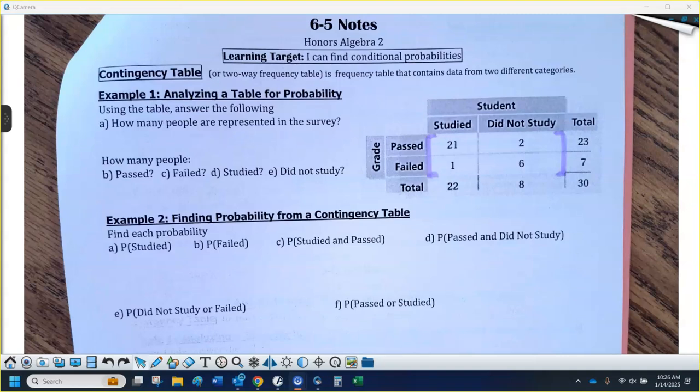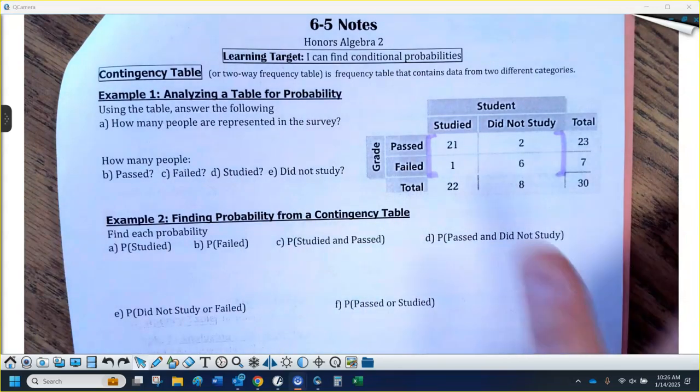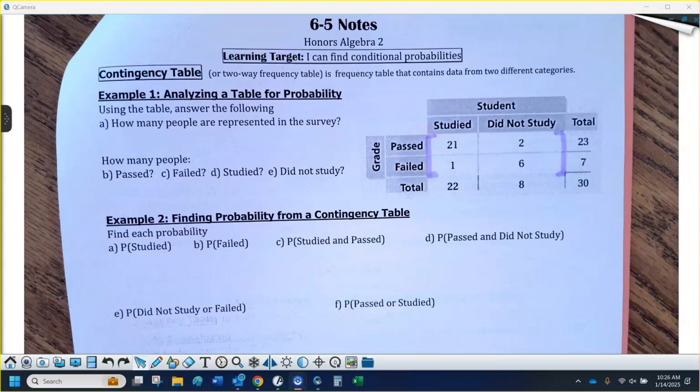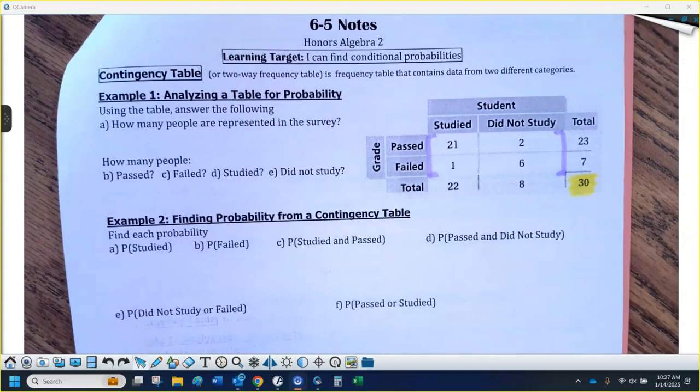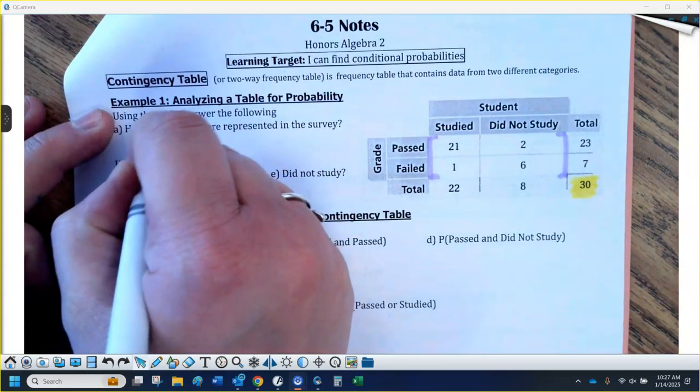Now, if you guys are looking at this table, just to read it, can you tell how many people total were surveyed in the table? Like, what's the total number of people? The 30. If they don't give the total to you, you can complete it yourself, but it should just be in that bottom corner if they give it to you. So this is going to be 30 people.